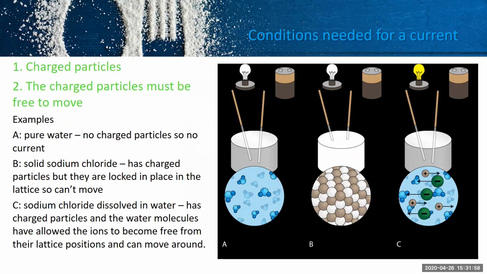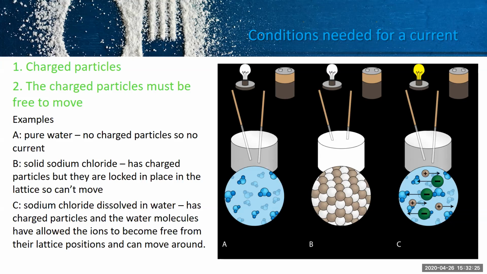If you want to have an electric current flowing, there are two conditions that need to be met. Firstly, you have to have some charged particles. And secondly, the charged particles must be free to move. So it is not good enough to only have one of those. You can't have charged particles that can't move. You won't get electric current. And if you don't have charged particles, you can't get an electric current flowing.